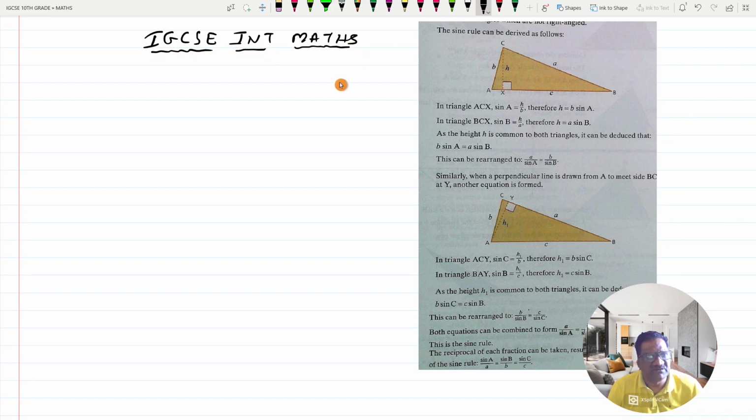In the last video, I think I had discussed the bearings. In continuation to bearings, now I'm coming to something called sine rule and the cosine rule. Now, what is this sine rule and the cosine rule? Of course, today I'll be dealing with only the sine rule.